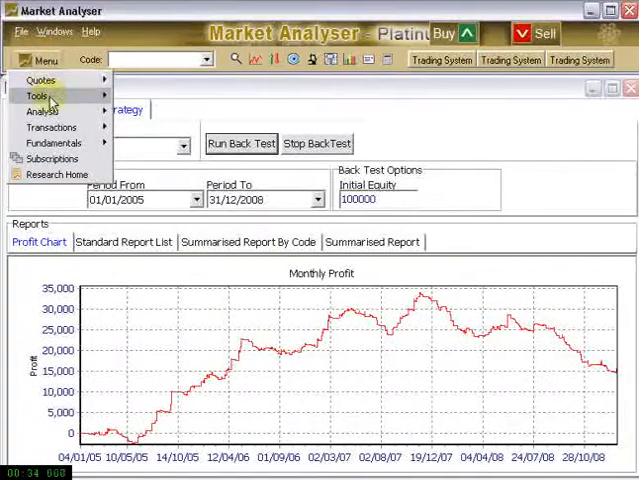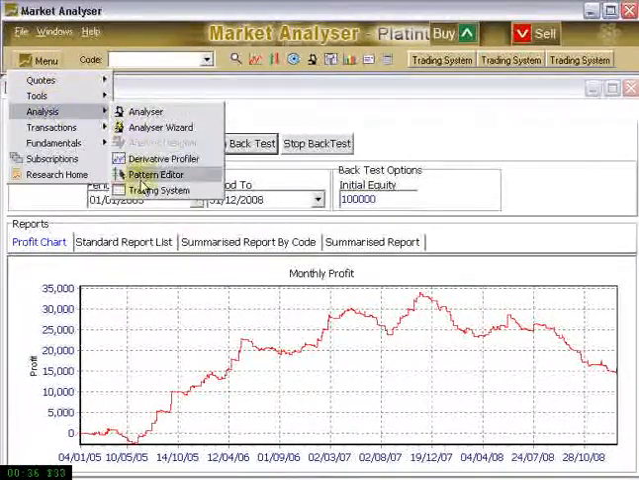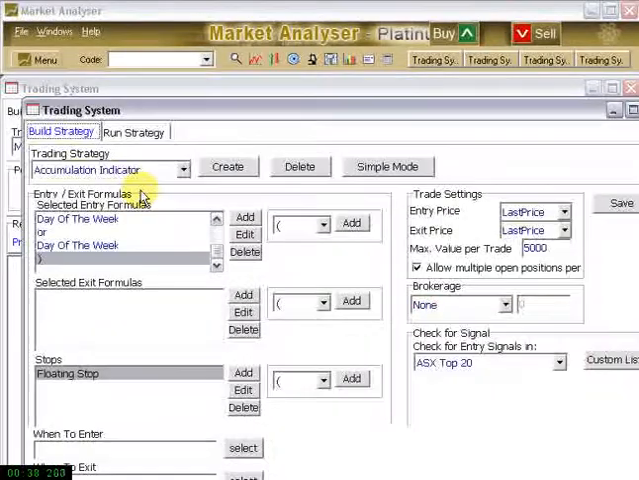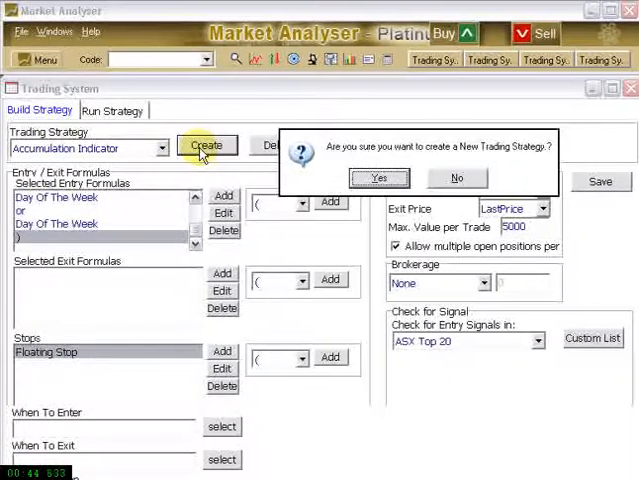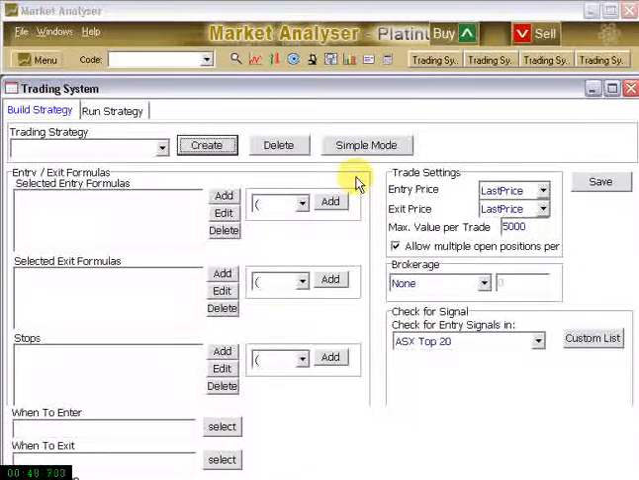Click on Menu, Analysis, and go to Trading System. And today we're going to build a trading system from scratch. To do that, we create a new strategy. Are you sure? Yes, I'd like to create a new strategy. And for a new strategy, we've got to enter our entry formulas, exit formulas, and stop losses into the system. The first thing we're going to set is the entry.